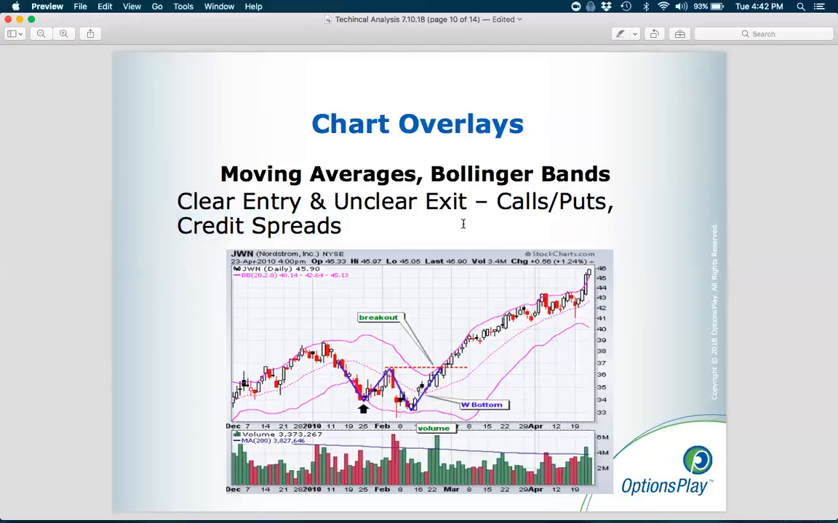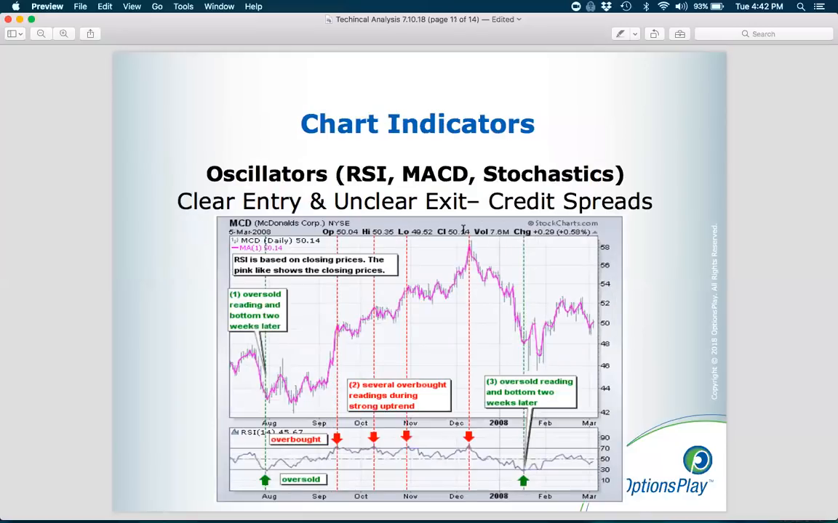So that's really a pretty good use case, in my opinion, for selling credit spreads if you like to use overlay strategies like moving averages and Bollinger Bands, because they don't give you clear exit signals. So I like to use credit spreads sometimes when I'm trading these types of strategies.